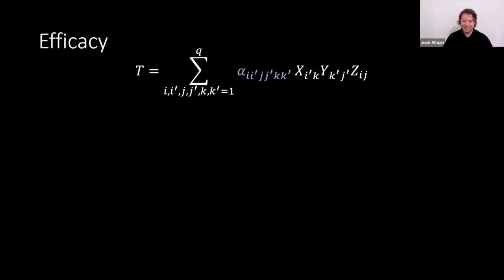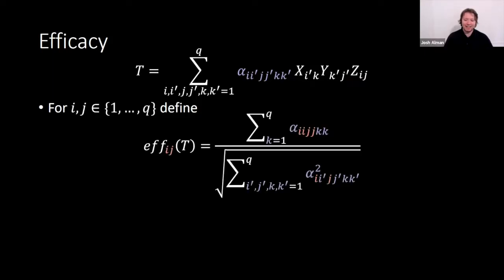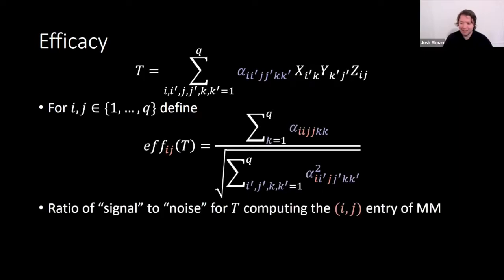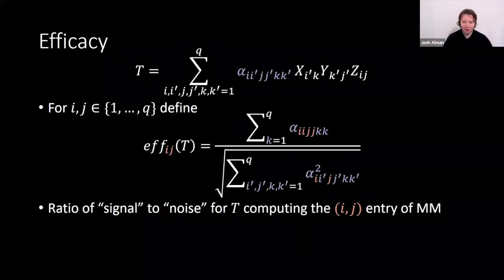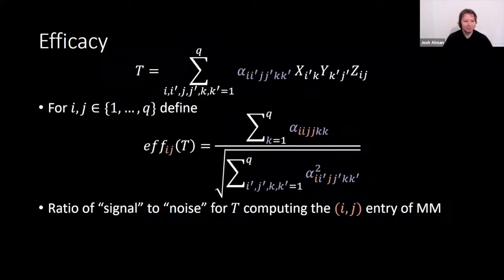Okay, so here's the definition. First, for any particular i and j, so for any one output entry of matrix multiplication, I'm going to define the ij efficacy, which is a measure of how well it's computing the ij entry of matrix multiplication. And it's defined like this. Let me interpret this for you. This is supposed to be a ratio of the signal to the noise for this tensor T for computing the ij entry of matrix multiplication.